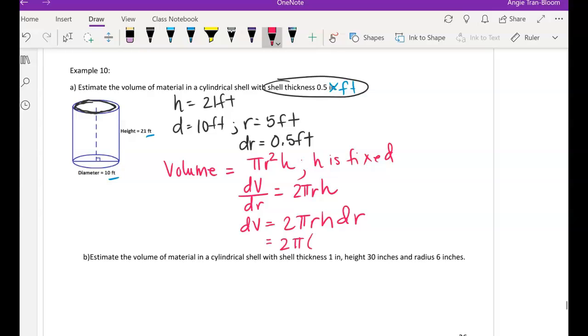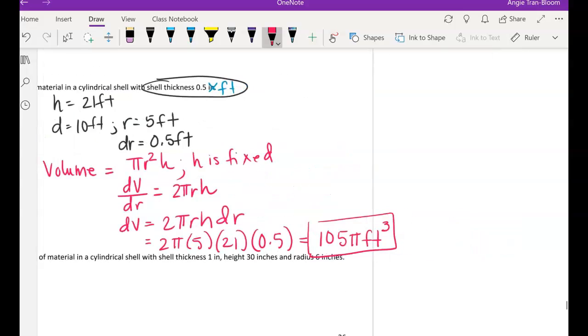Let's plug all the stuff that we have in. 2 pi, radius we know is 5, the height is fixed as 21, and dr is 0.5. If you don't have a calculator, I will always take the exact answer, which is 105 pi cubic feet. Now, if you have a calculator and you want to punch that out, I'm okay with that too. It's 329.9 cubic feet. So I will accept either answer.